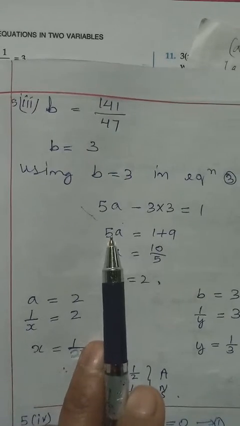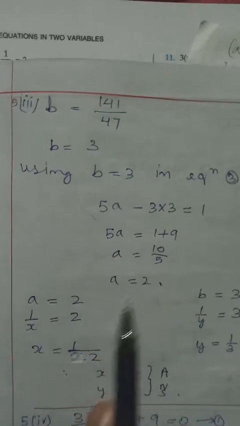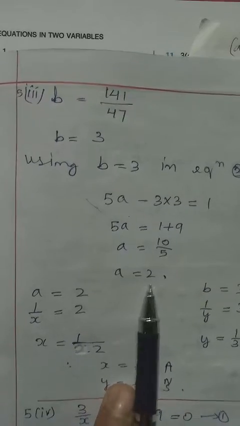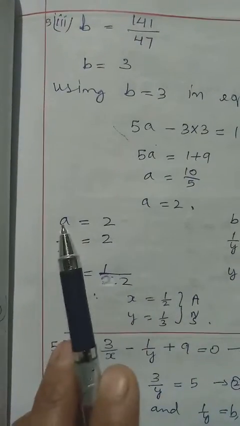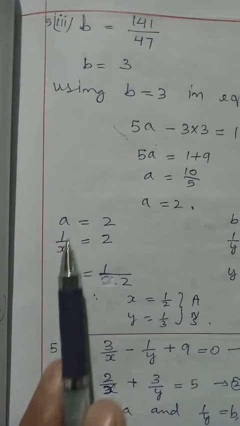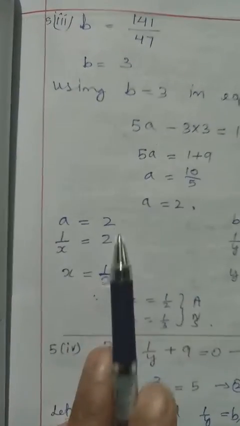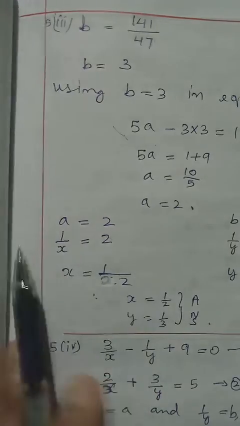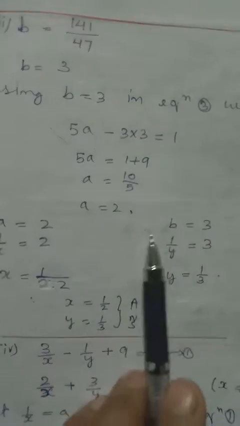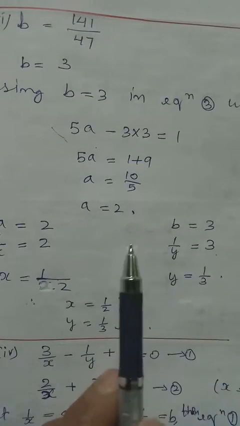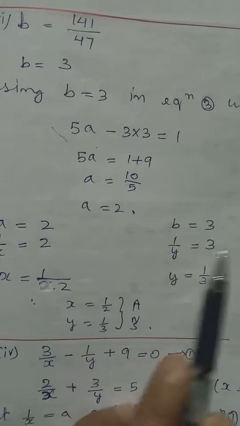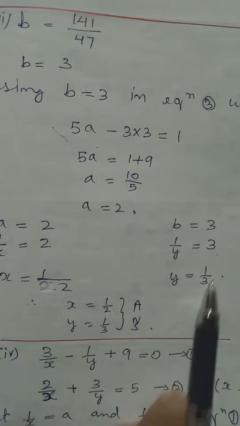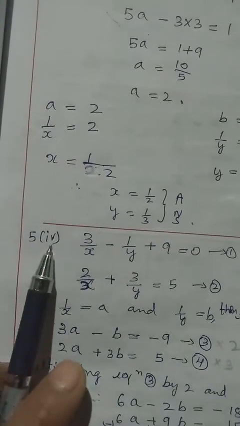Then we divide by 5 because here we have 2. We get it A. But remember, originally we want X and Y. So let's substitute it again. A, we have 2, but we know A equal 1 by X. If we cross multiply, then here we have X equal 1 by 2. Then B equal 3. Instead of B, we can write 1 upon Y. We cross multiply, so Y equal 1 by 3.